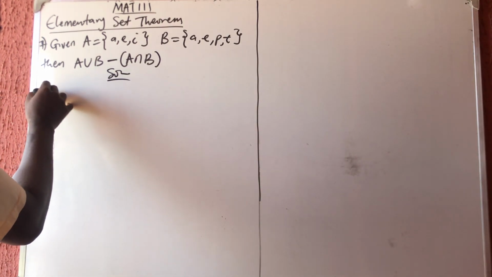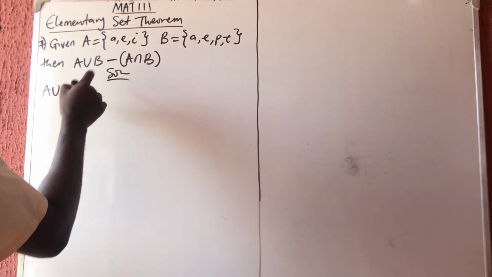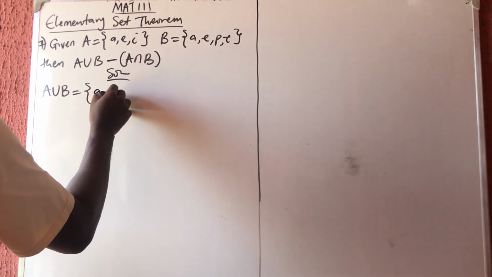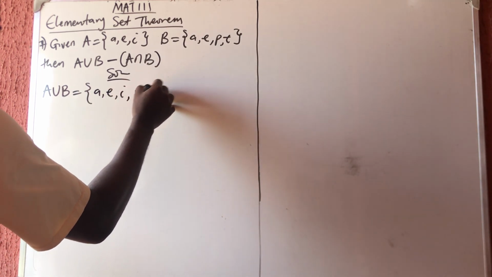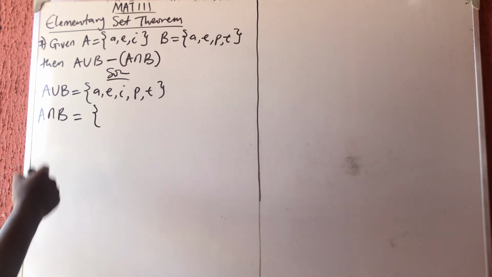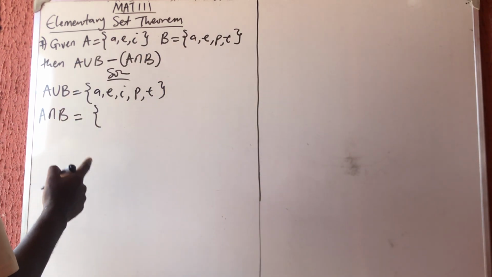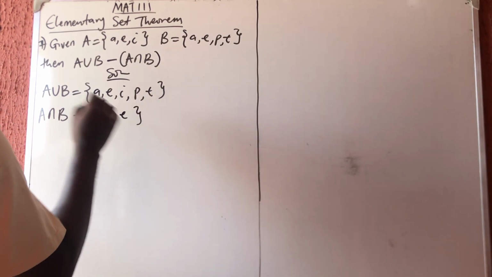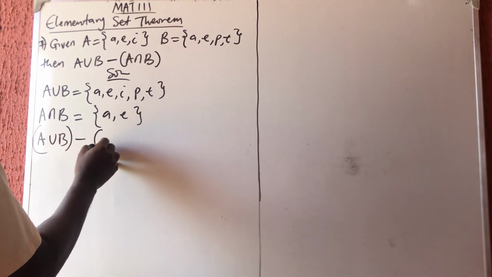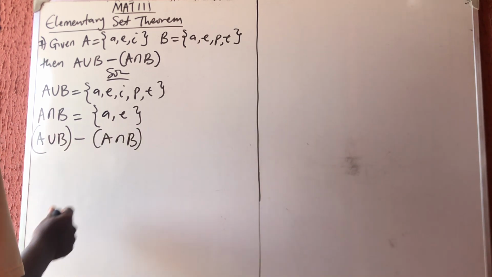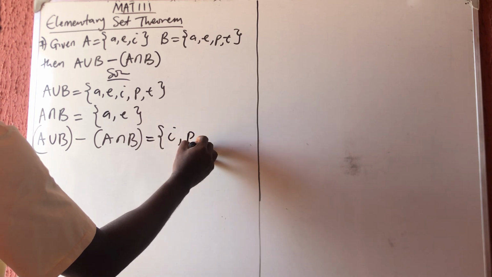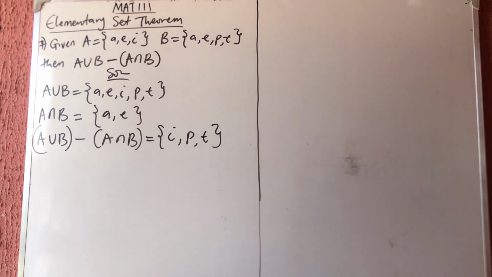The first thing to get is your A union B, and A union B simply means to merge the two sets. If we merge it without repetition, I have A, E, I, P, and T. Then A intersection B is what they have in common. What do you think they have in common, these two? The only thing they have in common is A and E. So A union B minus A intersection B simply means remove these two from here. What's the remaining? The remaining is I, P, and T. So that's the correct answer.